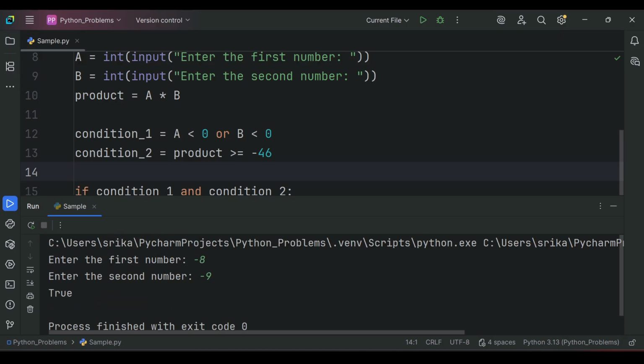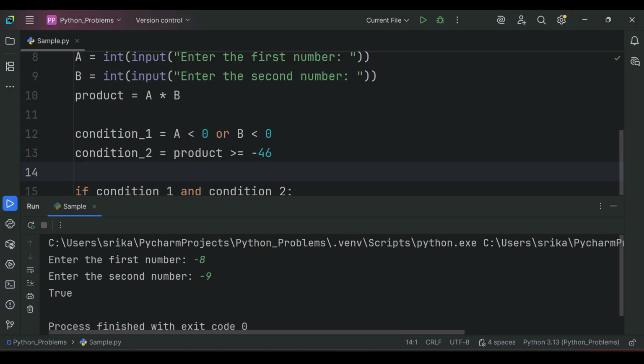See here, first condition: both the given numbers are negative. If any one number is negative, it will print false only. And the product is minus 46. But actually, the product should be greater than minus 46.